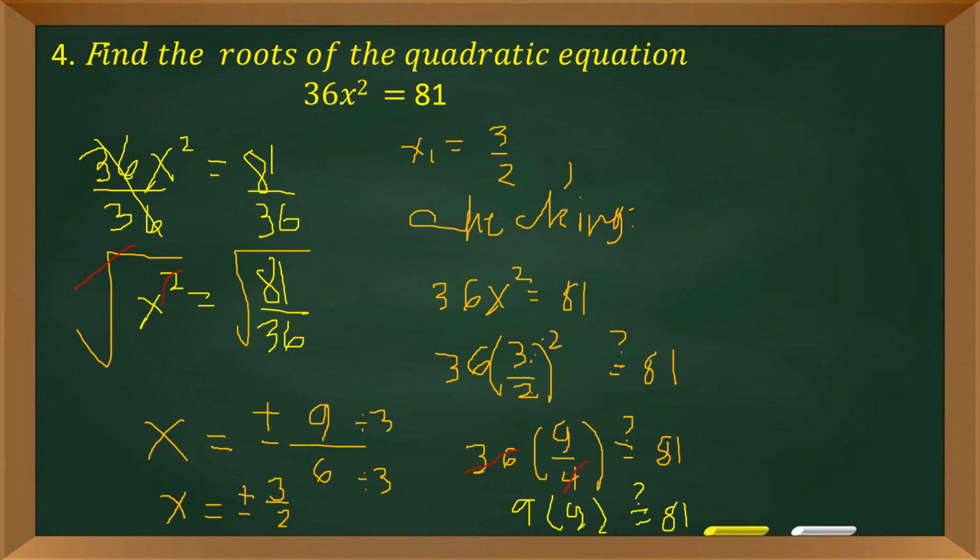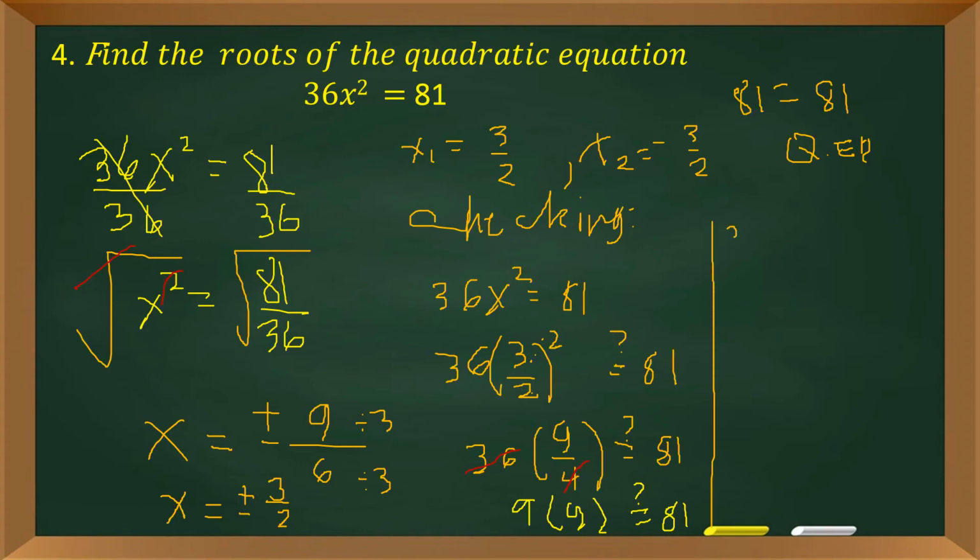Burahin muna natin 6 of 2. So, wala na tayong space eh. 81 is equal to 81. So, you have Q, E, D. Okay? Next, si x of 2 naman ang gamitin natin. Yung binura natin kanina, ilagay na natin dito. X of 2 equals negative 3 halves.